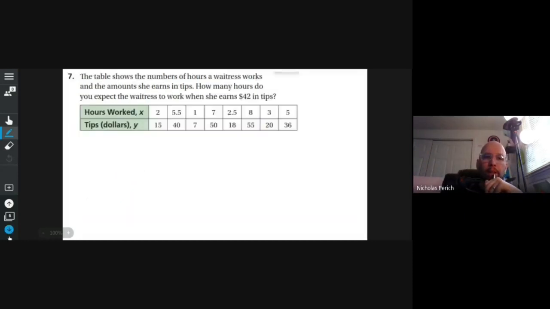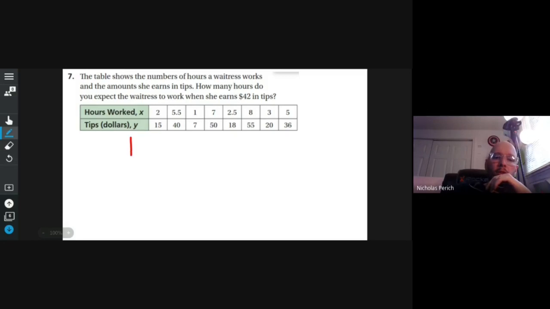Good job, everybody. This table shows the numbers of hours a waitress works and the amount she earns in tips. How many hours do you expect the waitress to work when she earns $42 in tips? Well, this is what I need to do. I need to come up with an equation.